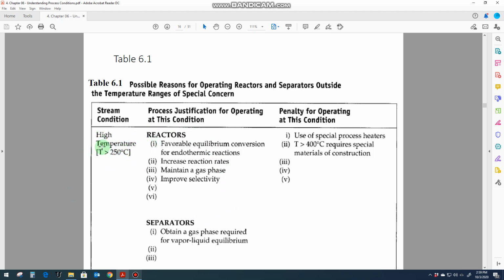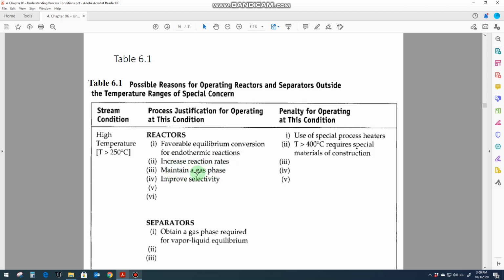For example, if we are dealing with a process stream that is above 250 degrees centigrade, then what could be the justifications? In terms of reactors, maybe we can go beyond this temperature if favorable equilibrium conversion for endothermic reactions is required. So for endothermic reactions, we can go beyond this temperature range. If we want to further increase the reaction rates, we can go beyond 250 degrees centigrade.